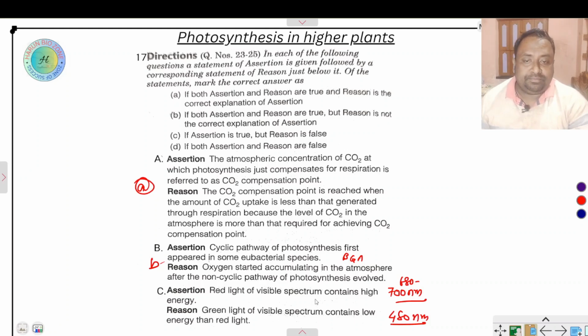So here red light of the visible spectrum contains not high energy, this is low energy, and green light of the visible spectrum contains low energy, not high energy. Clear? Low wavelength means high energy. So the option with both assertion and reason are false, that is D is the correct option.